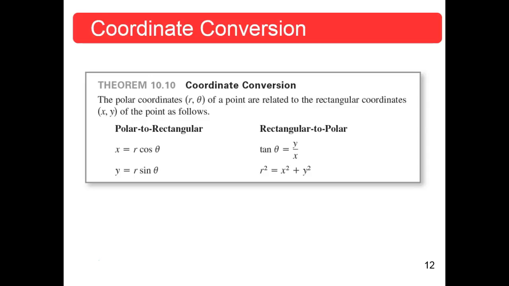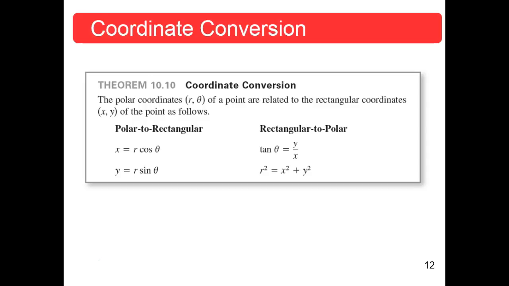If you know polar, here's how you get rectangular. x is equal to r cosine theta, y is equal to r sine theta, just like I showed you before. And if you're going the other way, I usually do this on top of r theta, not theta r, but it doesn't matter. Tangent theta is equal to y over x, r squared is equal to x squared plus y squared. If you know your x and y, you can get the others.